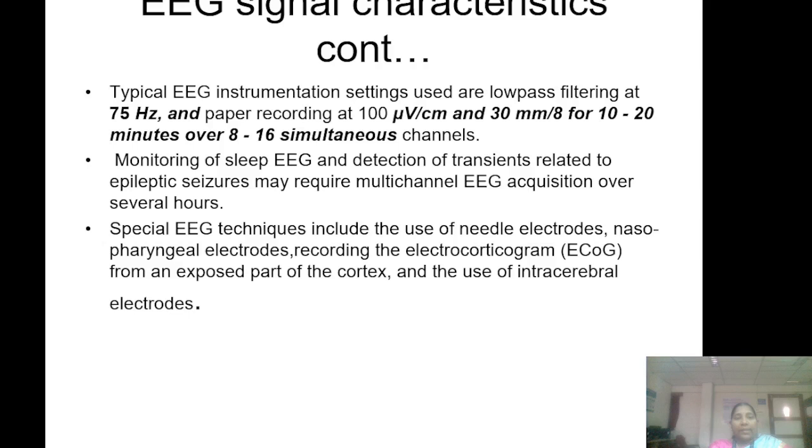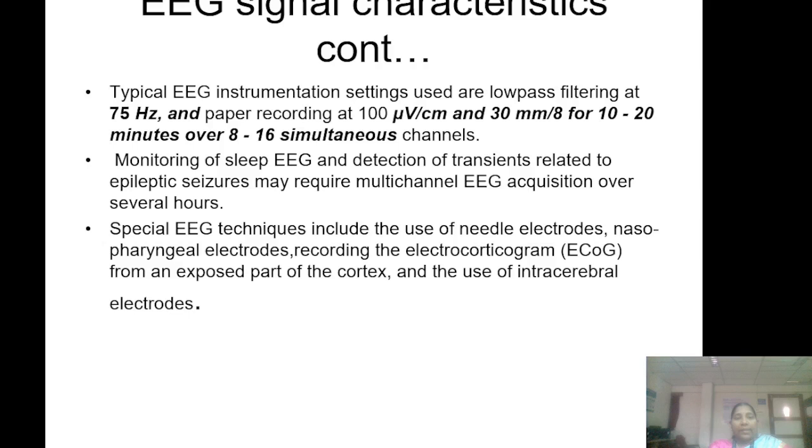To record this EEG signal, we can use needle electrodes or nasopharyngeal electrodes, or electrocorticogram electrodes, which are placed over the exposed portion of the cortex to record the signal, and intracerebral electrodes are also used to record this EEG signal.